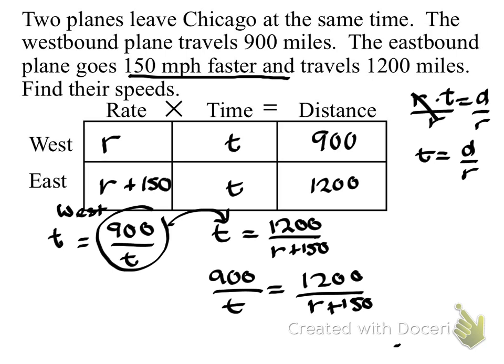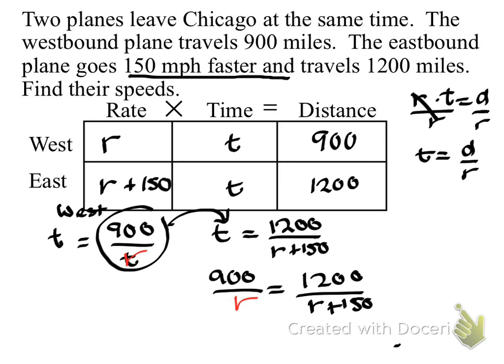Did I make a mistake? Yeah. The denominator that has a T in it should be an R. 900 over R. You're right. Over R. Everybody's hands were going up. Sorry. That should be an R. That should be an R. There we go. Okay.